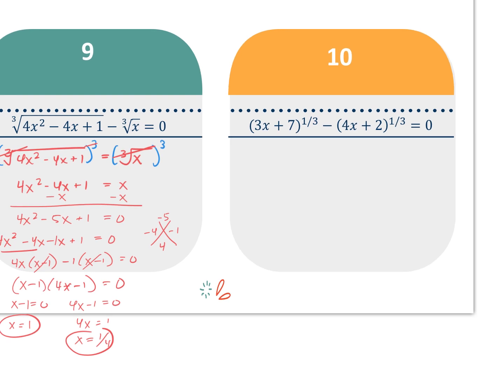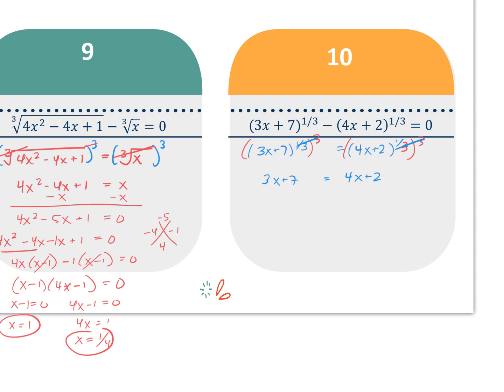Again, it's raised to the 1/3 power. We're going to get 3x plus 7 to the 1/3 power on the left, and we're going to add 4x plus 2 to the 1/3 power over to the right side. And so now I've got my left side and my right side. They're both to the 1/3 power. And so I'm going to cube both of them. Okay, and so I'm going to end up with 3x plus 7 on the left, and 4x plus 2 on the right, because again, these are going to multiply to the first power.